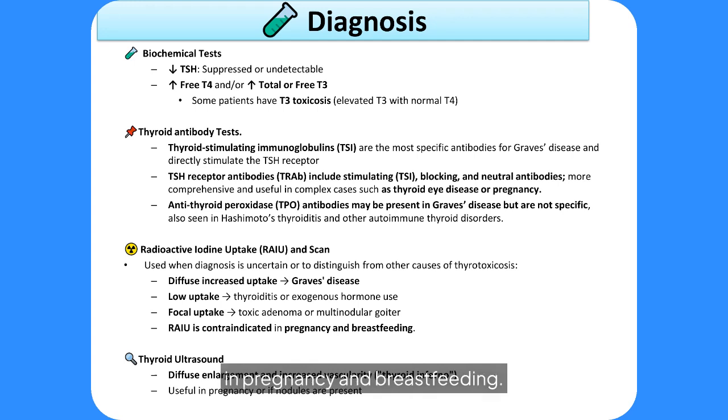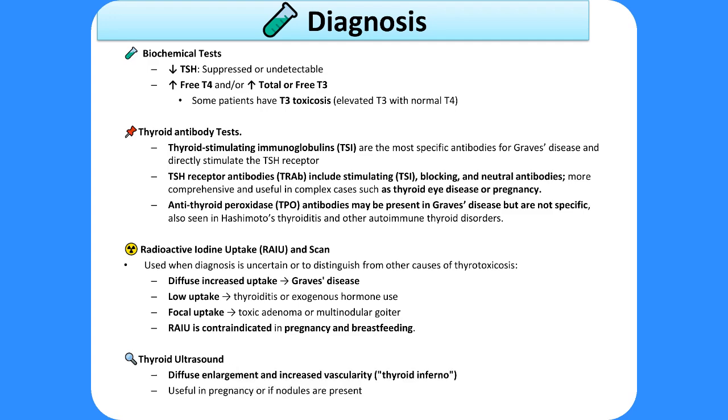Functional imaging via radioactive iodine uptake, or RAIU, shows diffuse increased uptake in Graves' disease and helps distinguish it from other causes of thyrotoxicosis, but RAIU is contraindicated in pregnancy and breastfeeding. Ultrasound reveals diffusely enlarged hypervascular thyroid tissue and is particularly useful during pregnancy or when nodules are present.